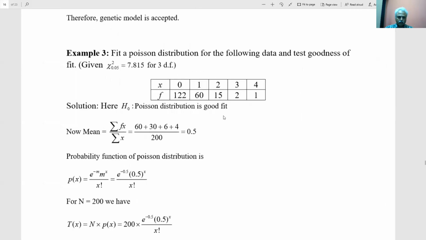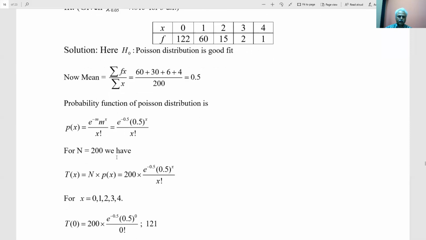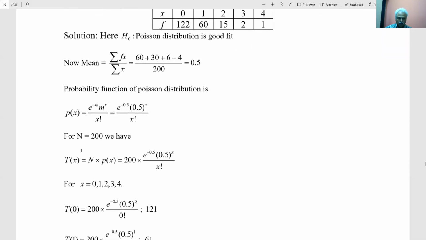In this e raised to minus m, m is 0.5, x is a variable. So p of x is the probability that this is going to be 1, this is going to be 2, is this value. Now for 200 numbers, how do we find the observed frequencies? 200 into the corresponding probability value. For example, for x equal to 0, 1, 2, 3, 4, these are the OI values, observed frequencies. How do we find the EI values?